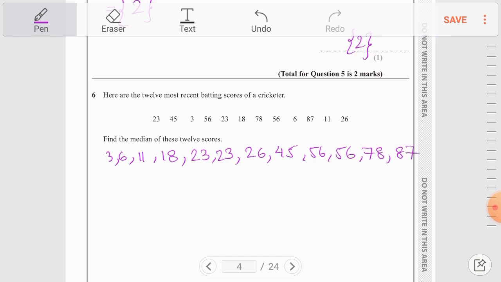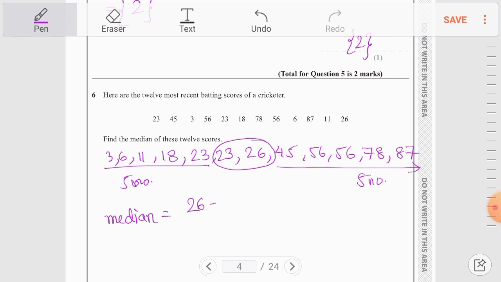So I have already written the 12 numbers in order, and now I need to divide the numbers equally on both sides. As we have seen that it has already 12 numbers, so we will divide 5 on both sides. So that would be this side containing 5 numbers and this side containing 5 numbers. We have 23 and 26 in the middle, so the median would be something between these two numbers. So the median would be 26 plus 23 divided by 2, and that gives you the value for median, that is 24.5. So this was question number 6.